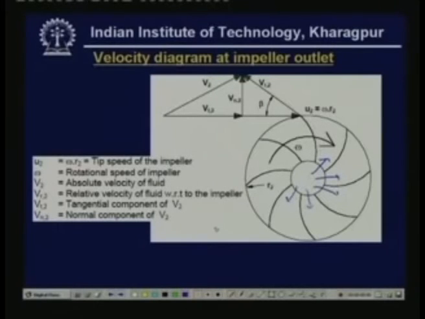You can see here that the impeller is rotating in this direction. This is the direction of rotation. If you are drawing the velocity diagram at the tip of the impeller, that means at this point, you find there are different velocities. And what are the velocities? First you have what is known as the peripheral velocity or tip speed, that is given by u2, and that is nothing but this. Okay, so this is your u2.